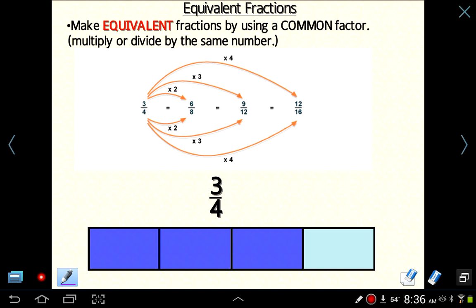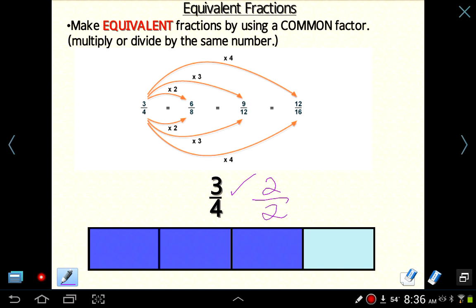3/4 is, I would say, the simplest form. We cannot break this down any further into smaller parts. But there's 6/8. If you notice, 6/8 and 3/4 are no different. 3/4, 6/8, exactly the same blue part shaded in. The only difference is that we multiplied by 2. We didn't multiply the fraction by 2. When we multiplied by 2, we multiplied the top by 2 and the bottom by 2.